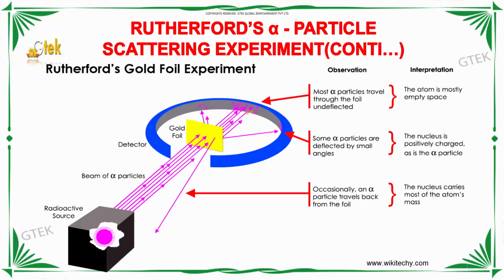Most of the alpha particles travel through the foil undeflected. The interpretation is that the atom is mostly empty space. Some alpha particles are deflected by a small angle, so the nucleus is positively charged, as is the alpha particle. Occasionally, an alpha particle travels back from the foil. This means the nucleus carries most of the atom's mass. That's how the experiment is done.